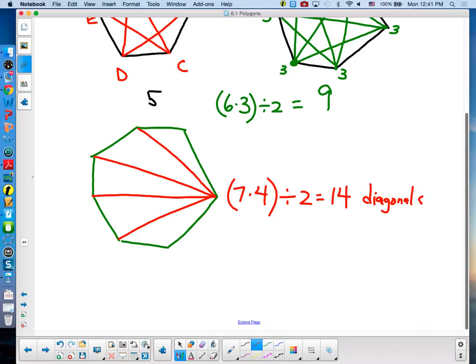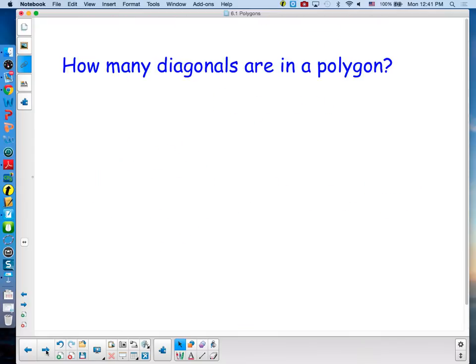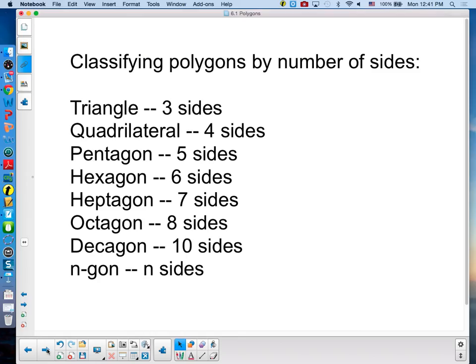Alright, so a lot of diagonals in those shapes. Okay. Thumbs up or down if you understand what a diagonal is. Alright, moving on. That's what we just talked about, how many diagonals in the polygon.